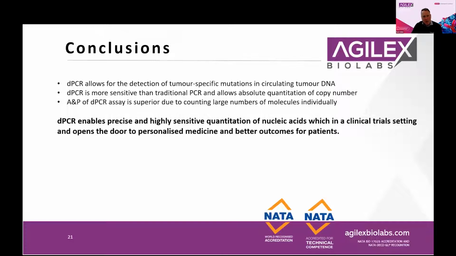So digital PCR allows us to detect tumor-specific mutations within circulating tumor DNA. It's more sensitive than traditional PCR and allows absolute quantitation of copy number. And the accuracy and precision is phenomenal. It's really superior, and that's really down to the partitioning into 20,000 droplets and the power of the 20,000. So you're counting a large number of molecules individually in the digital reaction versus a single reaction for a traditional PCR.